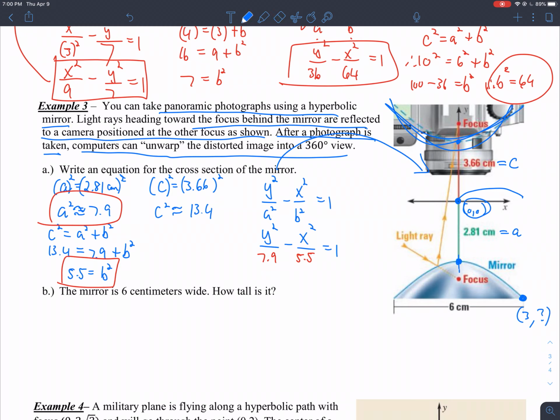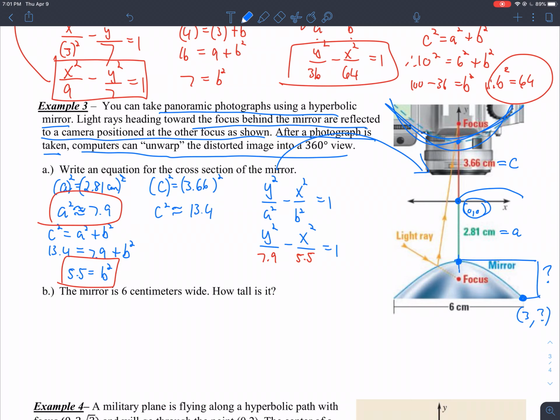Well, how tall is the mirror, or deep, or tall, or whatever. So the question really is, what is this distance right here? That's the question. What is this distance? That's what that question is.